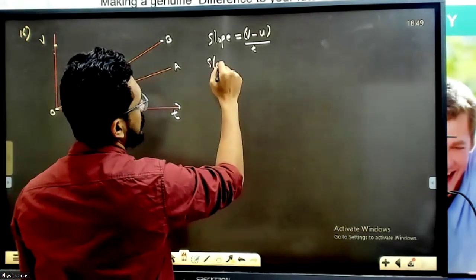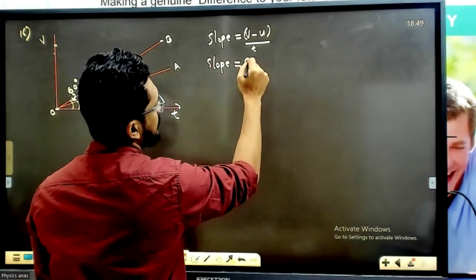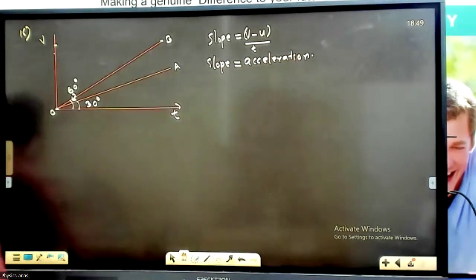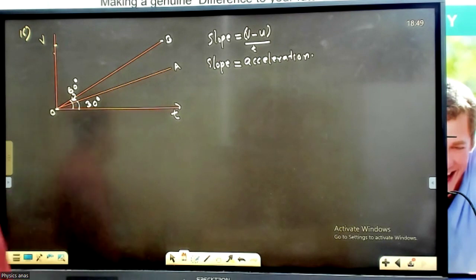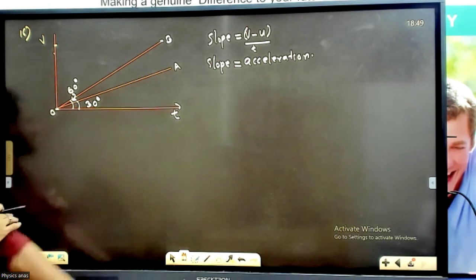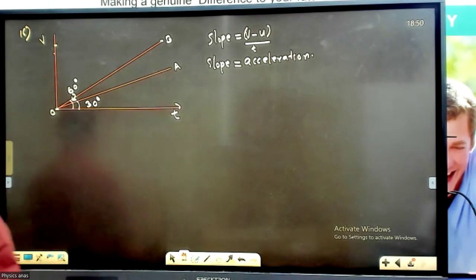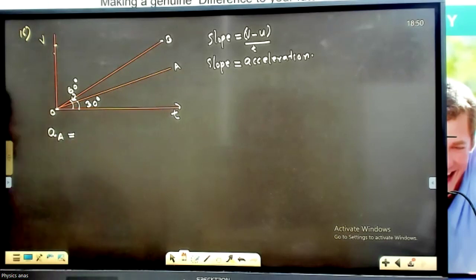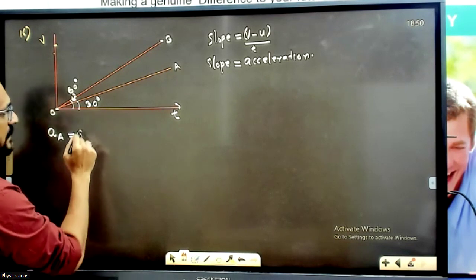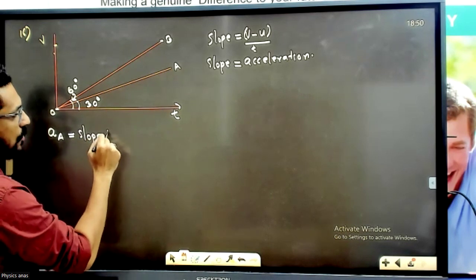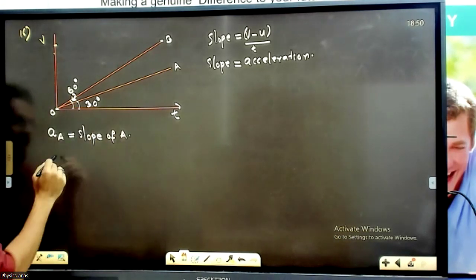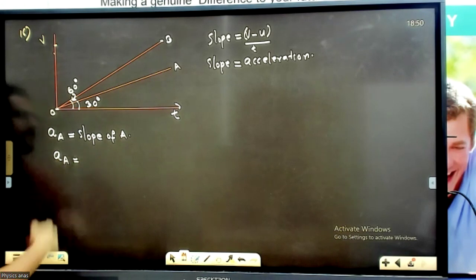So the slope of a velocity time graph will give you acceleration. Did you understand that? You need the ratio of accelerations. That means acceleration of A will be equal to the slope of A.